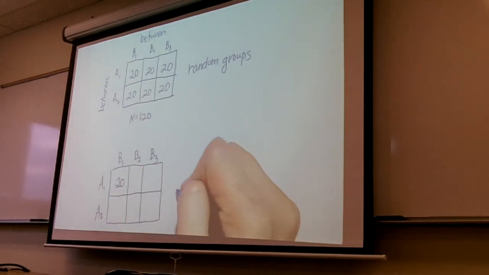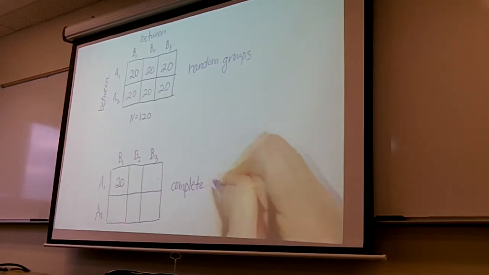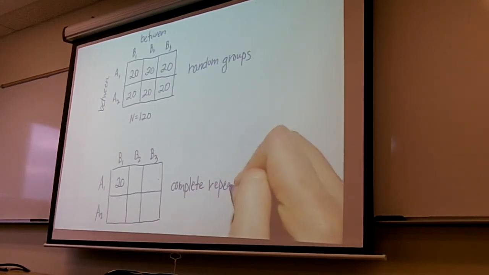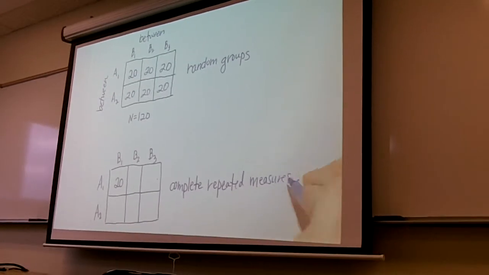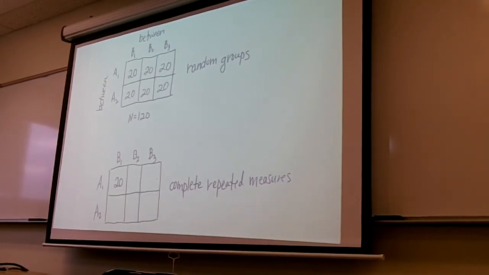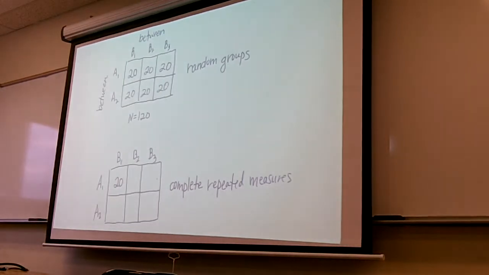Okay, this one says, the next one is a complete repeated measures factorial. What do you know about that? What do you know about a complete repeated measures factorial? Well, so what the complete part means what? The complete part means what? The repeated measures part means what?